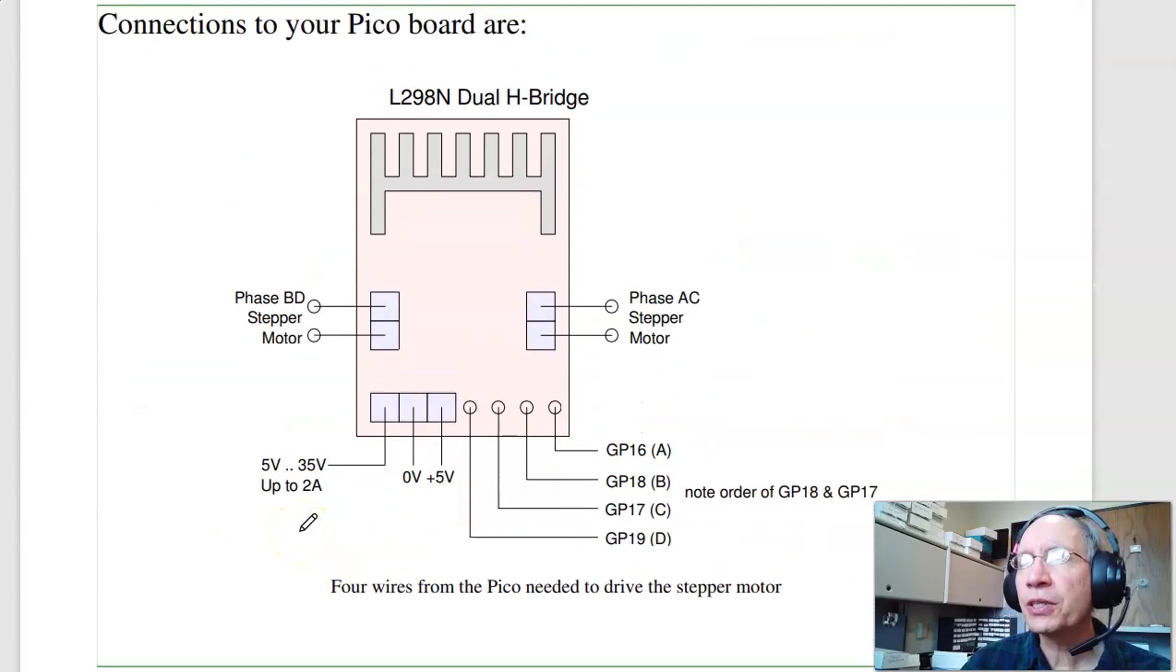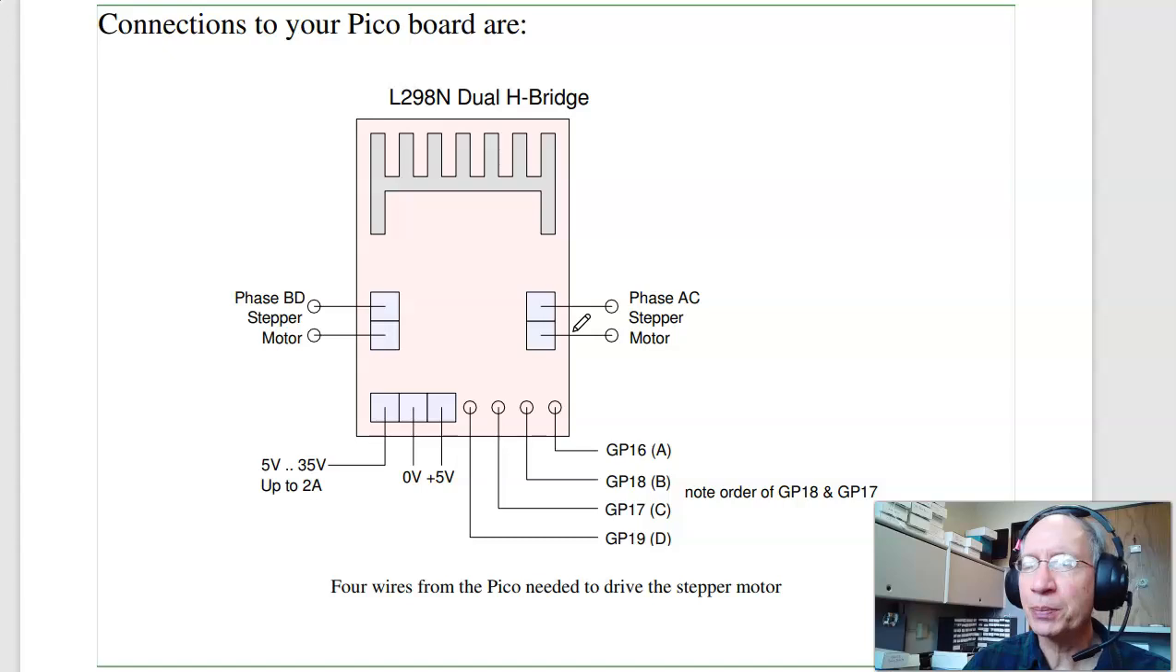So to connect it to your Pi Pico, what you do is you give it power and ground. This can be anything between 5 volts and 35 volts, capable of some current. I'm just connecting it straight to the 5 volts on your Pico board. This is one coil of the stepper motor. Here's the second coil.